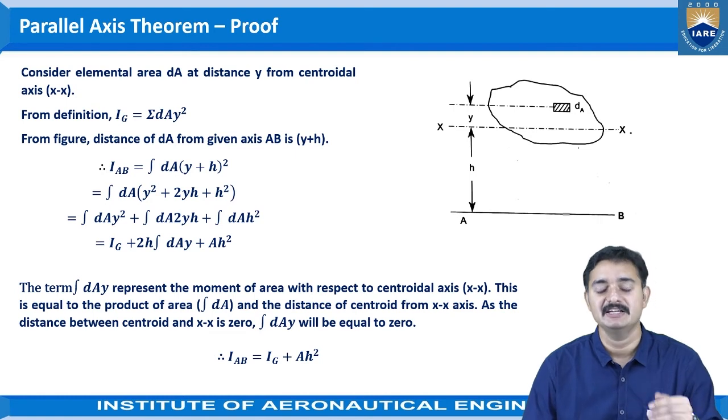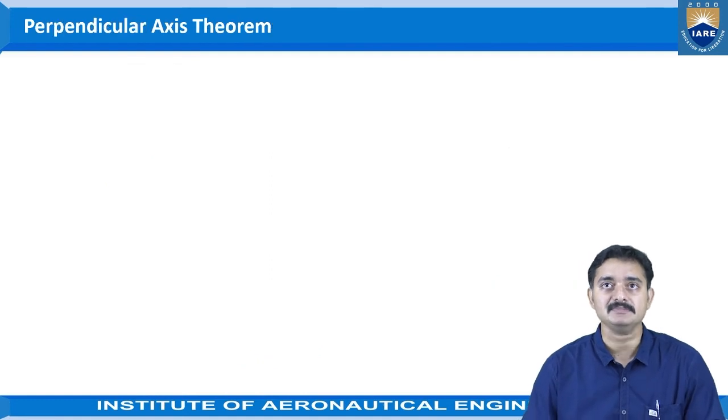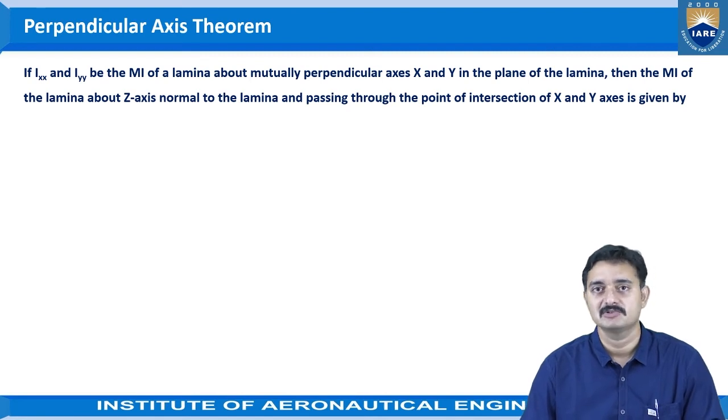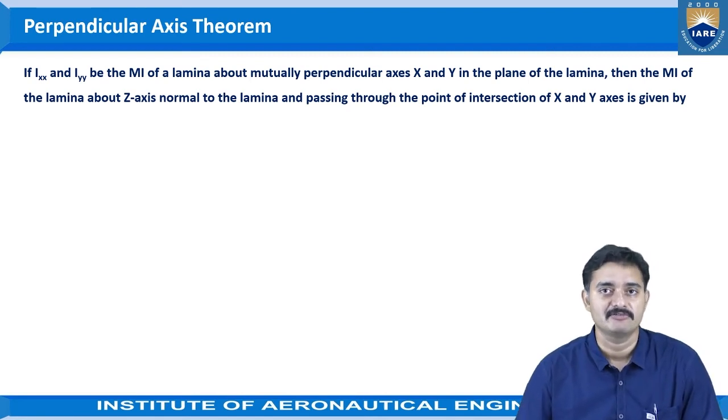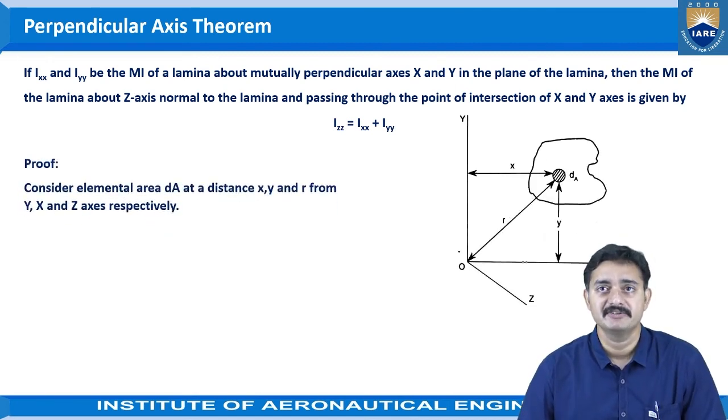Using this equation, we can identify the moment of inertia of very complicated objects also. Then coming to the perpendicular axis theorem, this is a very simple theorem which is also needed for identifying the moment of inertia of complicated problems. If Ixx and Iyy are the moments of inertia of a lamina about mutually perpendicular axes x and y in the plane of the lamina, then the moment of inertia of the lamina about the z-axis, normal to the lamina and passing through the point of intersection of the x and y axes, is given by Izz is equal to Ixx plus Iyy. For understanding this, let us consider a figure here.